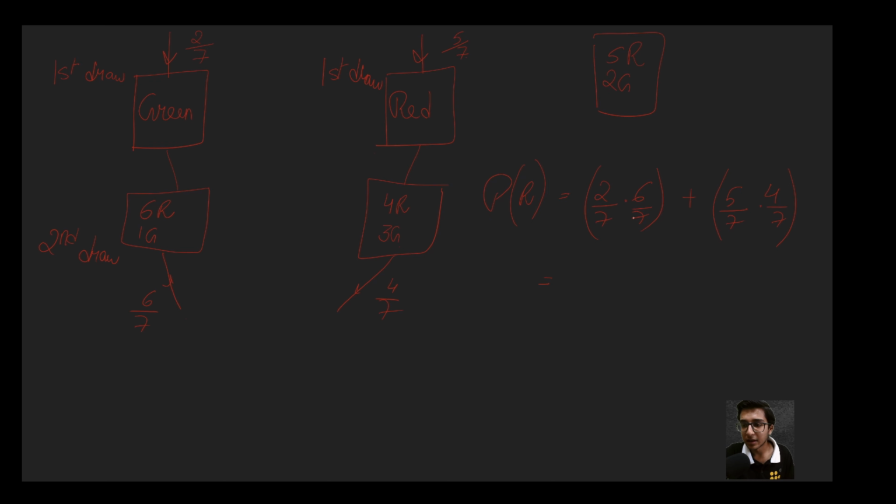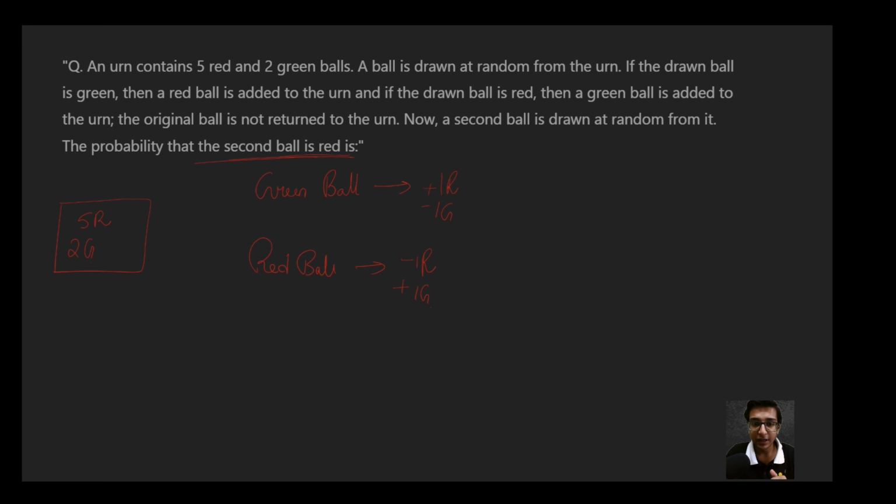So what does this come out to be? 12 by 7, and this one is 20 by 7. So 12 plus 20 by 49. This is my answer. So that is how this type of question is done. I'm repeating this question again so that you get the proper gist of it.